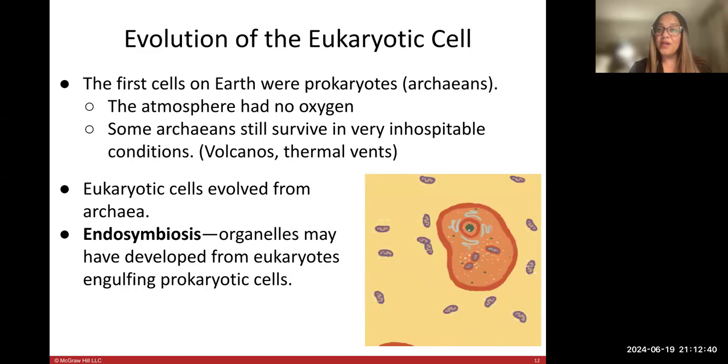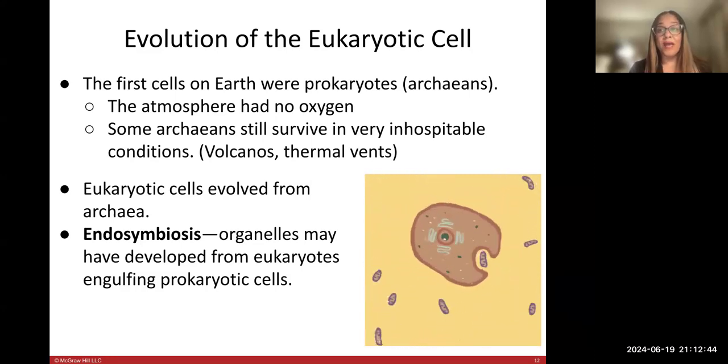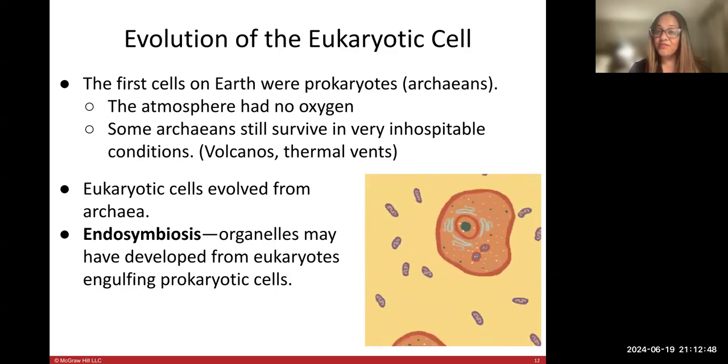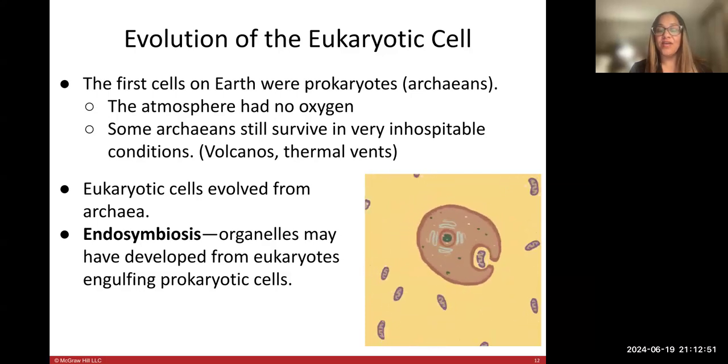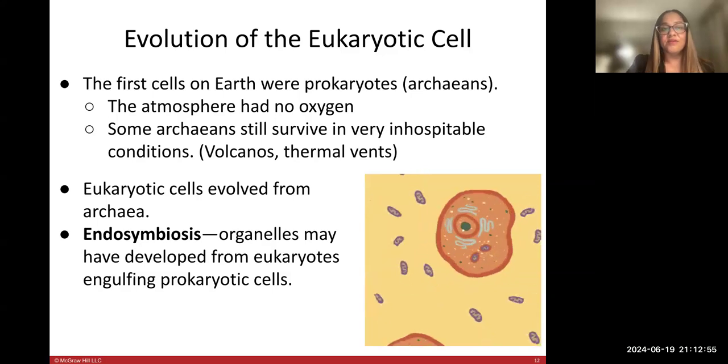The first cells on Earth were prokaryotes, the archaeans. The atmosphere, way back billions of years ago, had no oxygen. So some archaeans still survive in inhospitable conditions today: volcanoes, thermal vents, salt lakes. That's where the archaeans live.